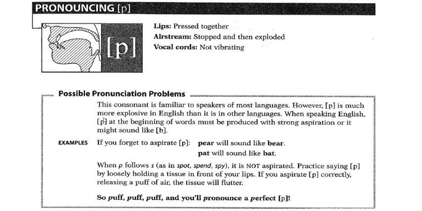And here we have some possible pronunciation problems. It says the consonant is familiar to speakers of most languages. However, p is much more explosive in English than it is in other languages. When speaking English, p at the beginning of words must be produced with strong aspiration or it might sound like b. So this is one problem that you may have if you don't aspirate the sound correctly.